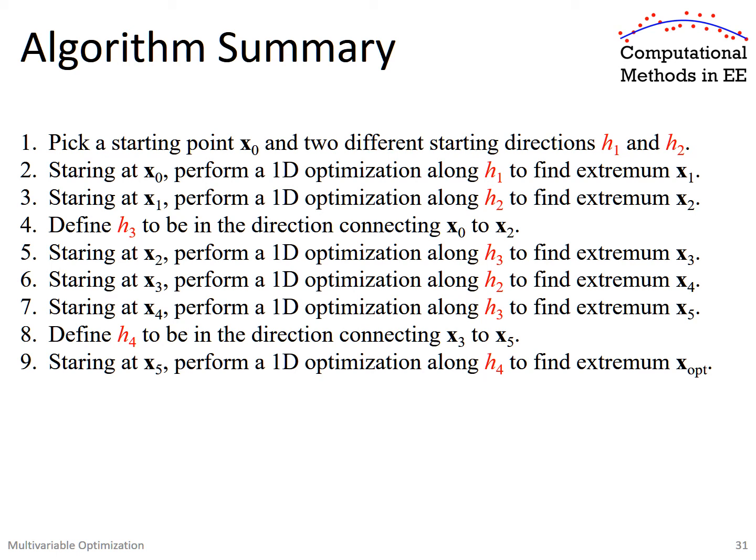And then we have our conjugate direction connecting x3 to x5. And then we do a 1D optimization along that conjugate direction to find the extrema. That's Powell's method. Very fast, very efficient. A little bit weird though, maybe.